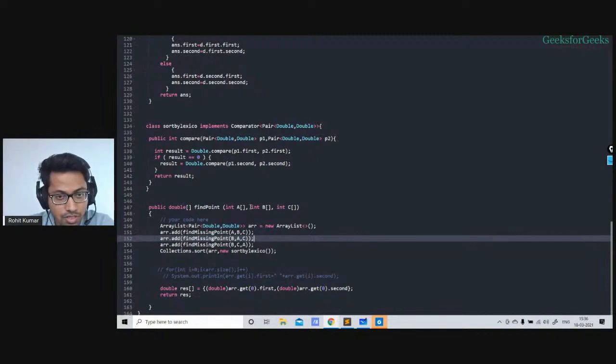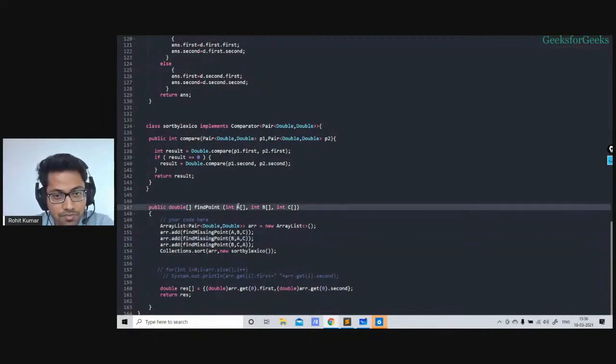So initially, what you see is you have a find point method inside which you are passing three arrays, right? Where array means a one-dimensional array of type integer in Java. So let me just explain it to you.